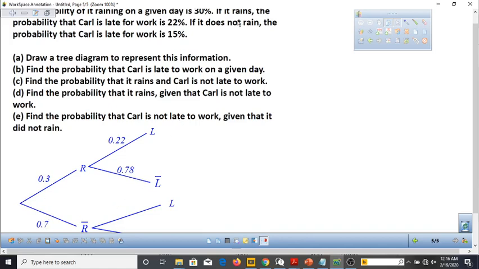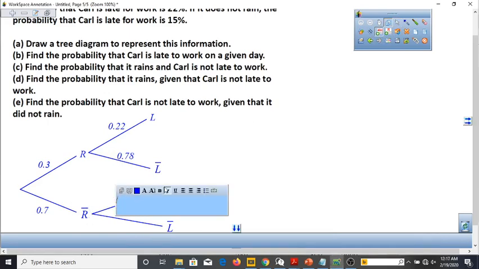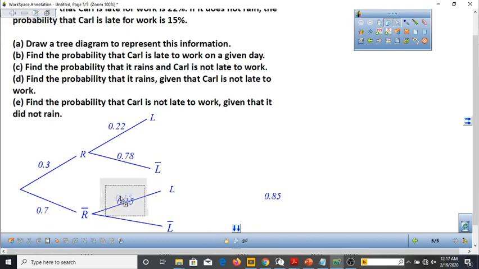In the case of it not raining, if it does not rain, then the probability of being late is only 0.15. So under the case of not rain, him being late is 0.15. Which means under the condition of it not raining, him not being late would be the leftovers, 0.85. So let's see how that looks here. And then again, those two probabilities should add up to be 1. Now, that's the tree diagram.